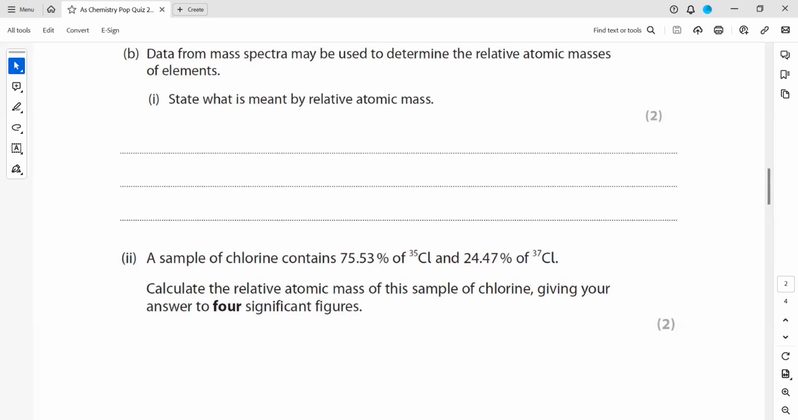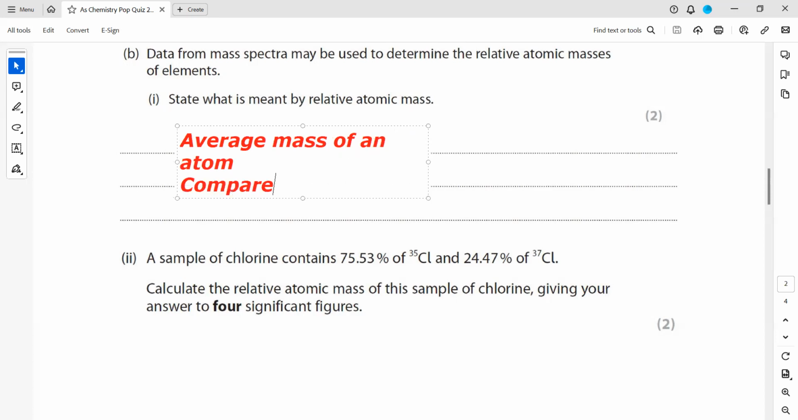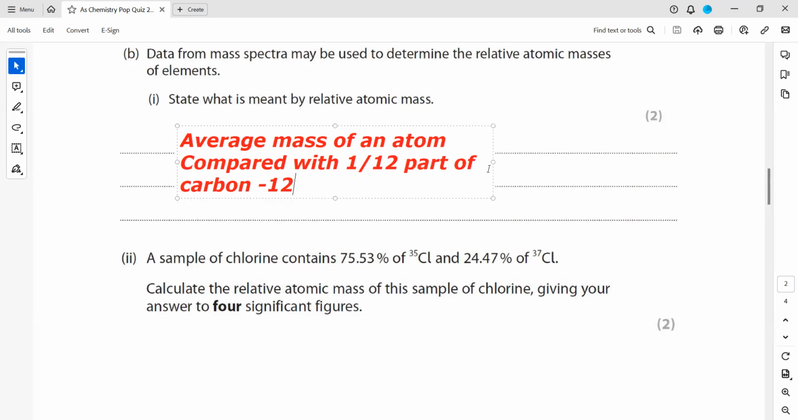So one mark is for the average mass of an atom or element, and the second mark is for compared with the 12th part of carbon 12. Because carbon can also have isotopes, carbon 12 and 14. So when we compare how many pieces of carbon 12 are needed to balance that atom, that is known as its relative atomic mass, also known as RAM.